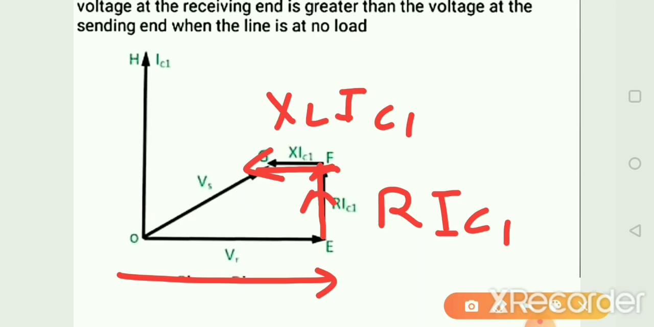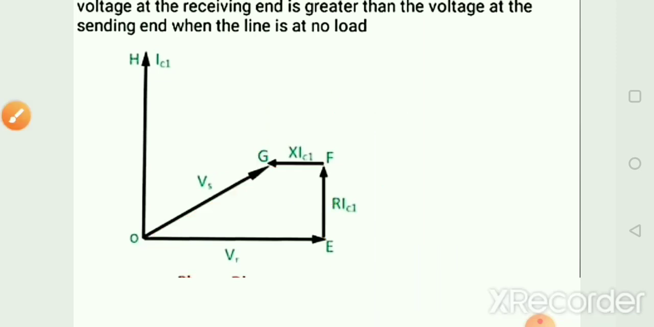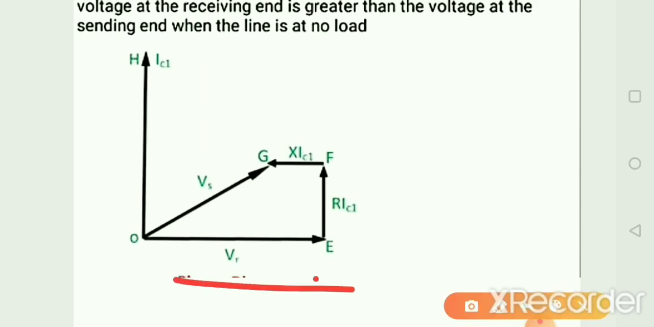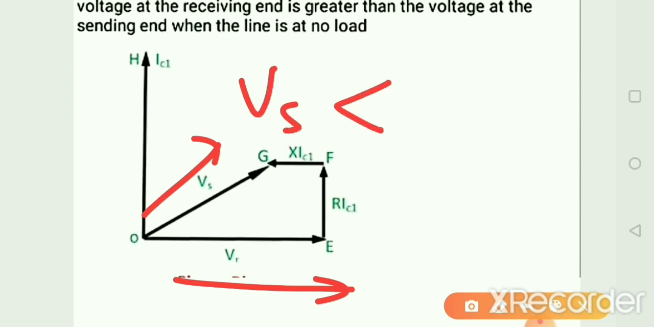Now this is our sending end voltage. If we sum all these voltage drops, we get Vs, our sending end voltage, equal to Vr plus these voltage drops, which are all summed. So here we can say Vr is greater than Vs, and we can say the Vs magnitude is so less because of the current shift.